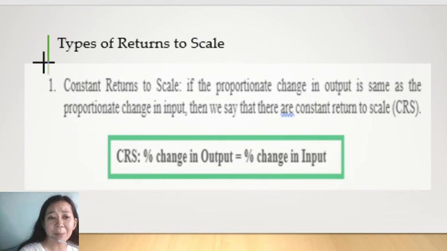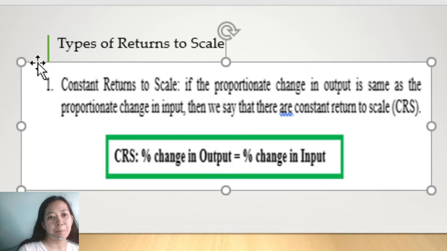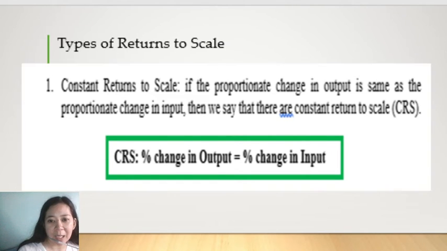Number one, this is by the way applicable in the long term concept. The first is constant returns to scale. If the proportionate change in output is the same as the proportionate change in input, then we say that there is a constant return to scale. This is determined by percentage change in output being equal to percentage change in input because constant return to scale is present.